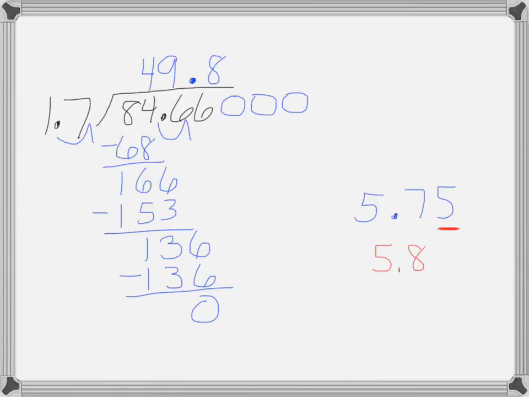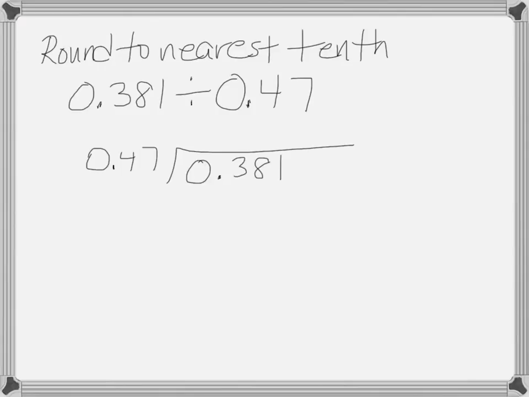So in order to round, you have to have a number to the right to look at. If I'm going to round to the tenths place, then I have to have something in the hundredths place to look at to see if I need to leave my number alone or if I need to make it larger. So let's look at a couple of division problems where we'll need to round. This one says round to the nearest tenth. So that means I'll need to keep going in my division problem to the hundredths place, which is 2 decimal places out.